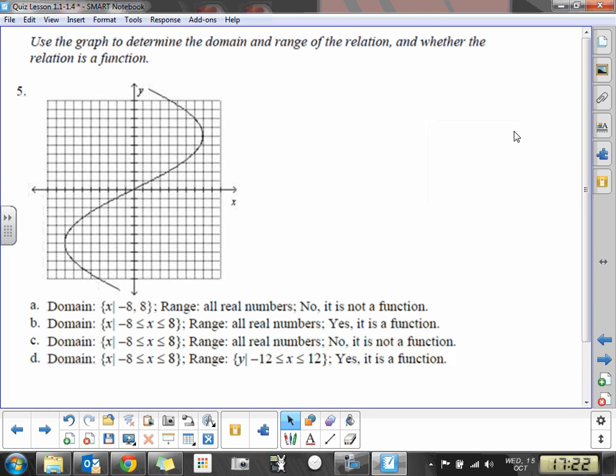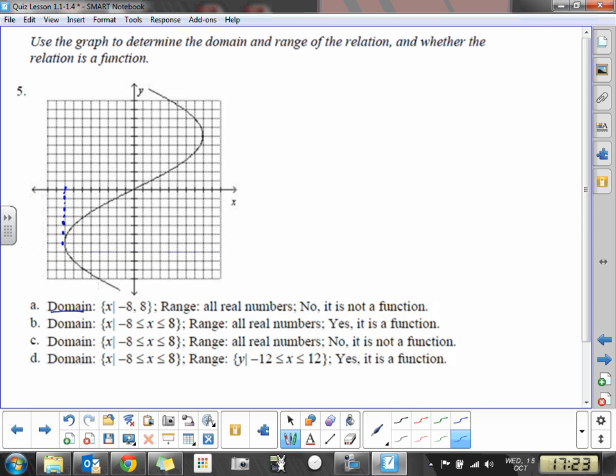In question 5, they want us to determine the domain and range of the relation given this graph. Whenever we deal with domain and range questions, especially with a graph, when I'm doing domains, I want to look from the very far left and work to the right. So what is the farthest left this graph ever goes? It is somewhere right in here.